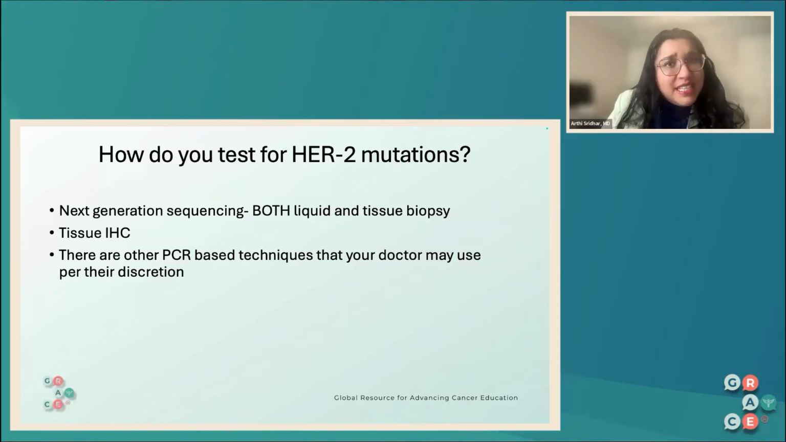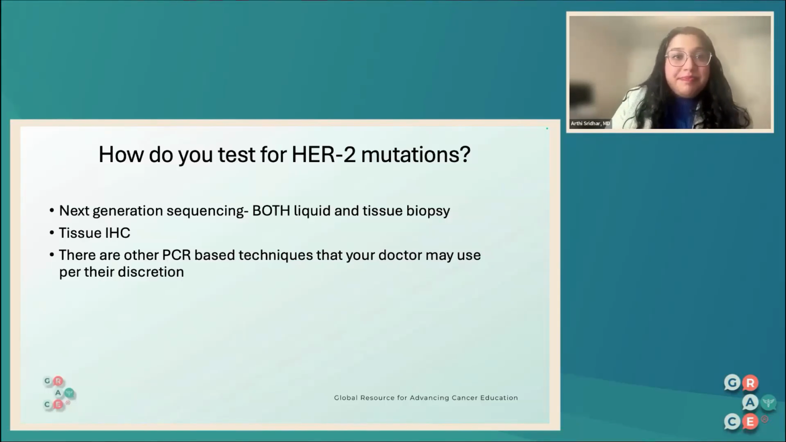There are other techniques that your doctor may use in case there isn't enough tissue, or to bypass certain issues that they may have. These are called PCR-based techniques, which your doctor may decide to do, but the most common things are tissue, immunohistochemistry, and next-generation sequencing. And just to reiterate, you want to ask your doctor to please test both your blood and the tissue.